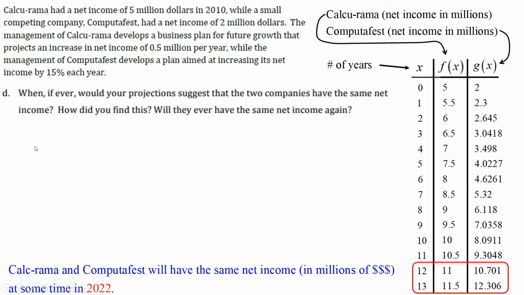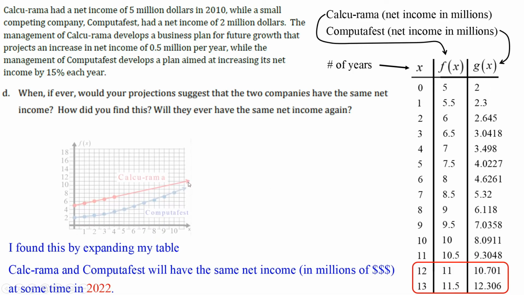All right, good. How did you find this? Well, what did we do? We expanded our table. I found this by expanding my table. Will they ever have the same net income again? Well, if Calculorama has a common difference, it's linear growth. ComputerFest has a common ratio, that's exponential growth.